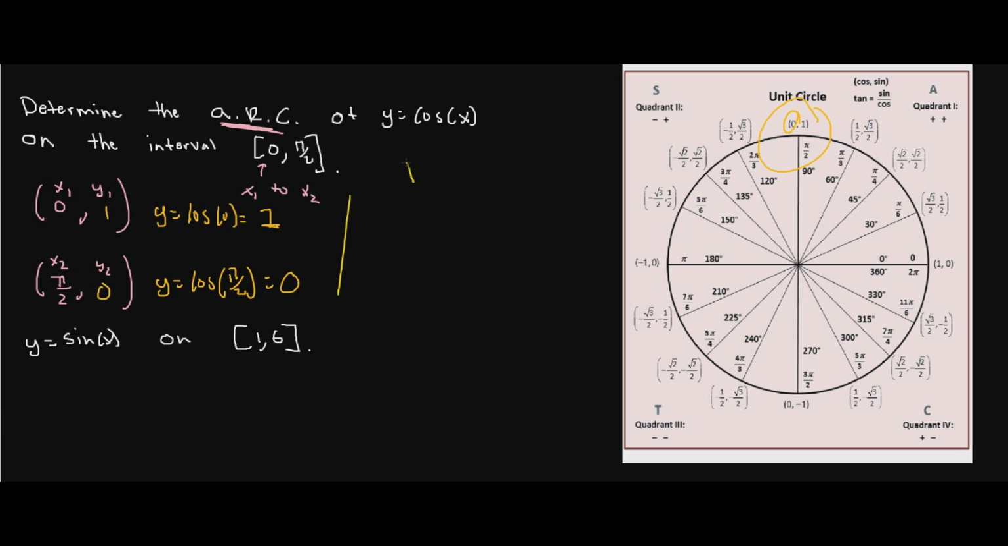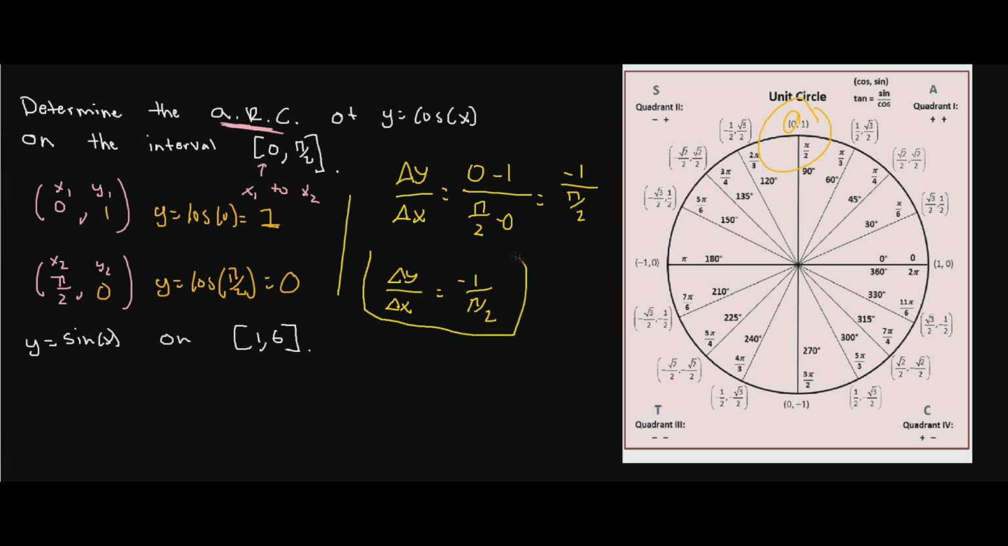Now we can do rise over run. And we're going to get y2, which is 0 minus 1, over pi over 2 minus 0. And we get negative 1 over pi over 2. Okay. And we can simplify this further. For now, I just want you to practice setting this up. We'll talk about this later. So there it is. Boom.